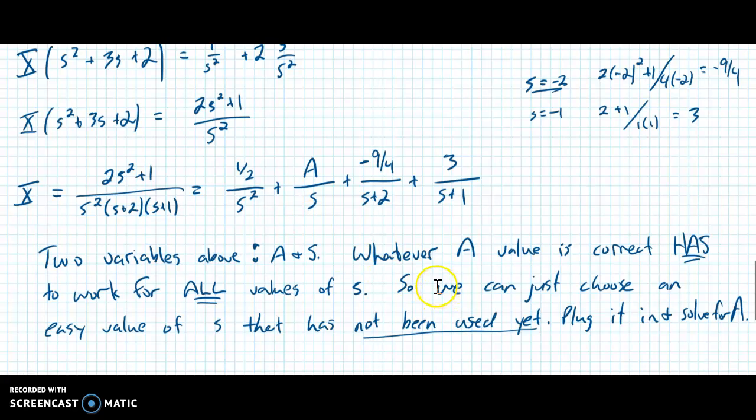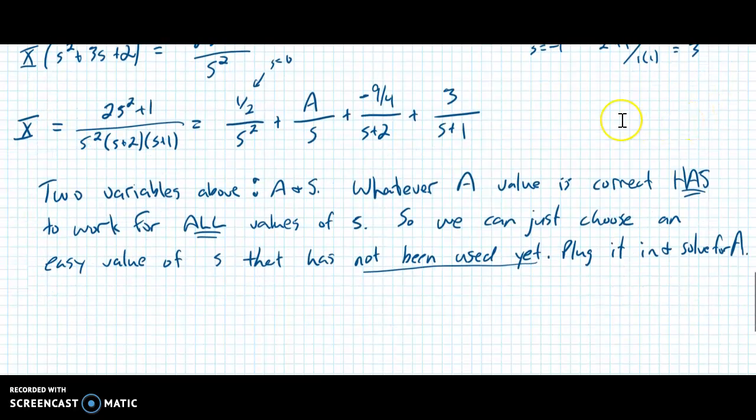So what we can do, if A works for all values of S, is just decide a value of S to plug in here, and then we can solve for A. The key is that I have to use a value of S that has not yet been used. And you may be like, what? Well, look, I used S equals negative 2 to get this. I used S equals negative 1 to get that. Remember, I got that with S equals 0. So I need to choose a value of S that is not 0, negative 1, or negative 2. So in this case, I really just want to take the easiest number. There are some little tricks in terms of which number is easier sometimes, but I'm not going to get into that here.